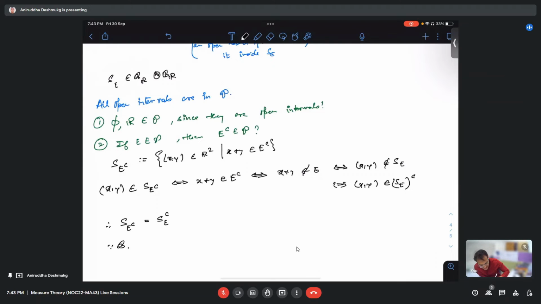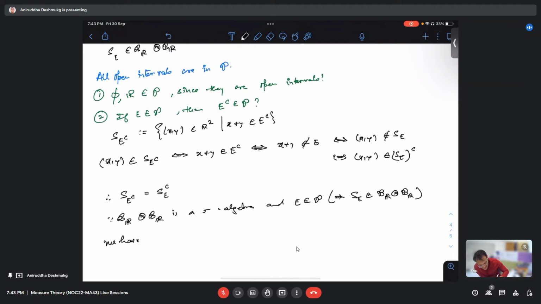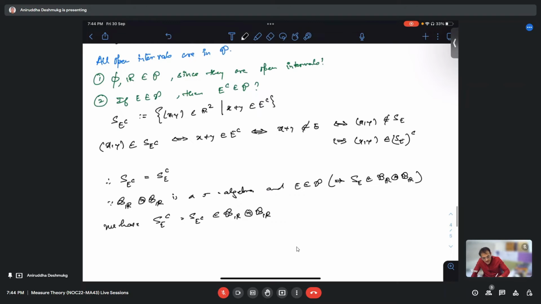And since BR cross BR is a sigma algebra, and E belongs to P, this automatically implies SE belongs to BR cross BR. We also have that SE complement, which is S of E complement, is inside BR cross BR. So notice that here we did not use any type of computations. We only concluded everything from our knowledge of sigma algebra. So therefore, E complement is also inside P.